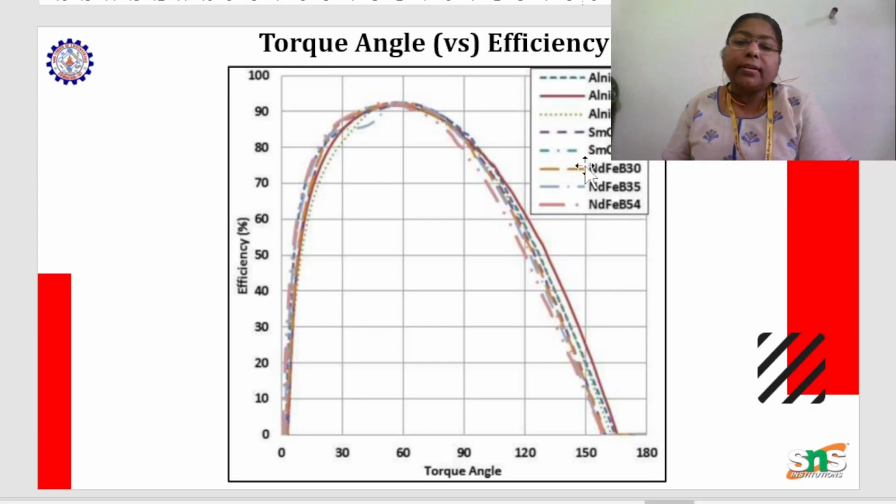So from all these things, we can say that the grade of permanent magnet that is used has an effect. Though the variation is very small, it has a vital effect on the electrical characteristics and the mechanical characteristics.